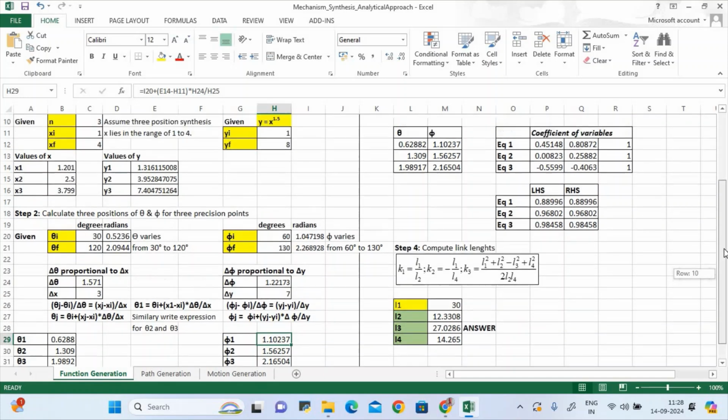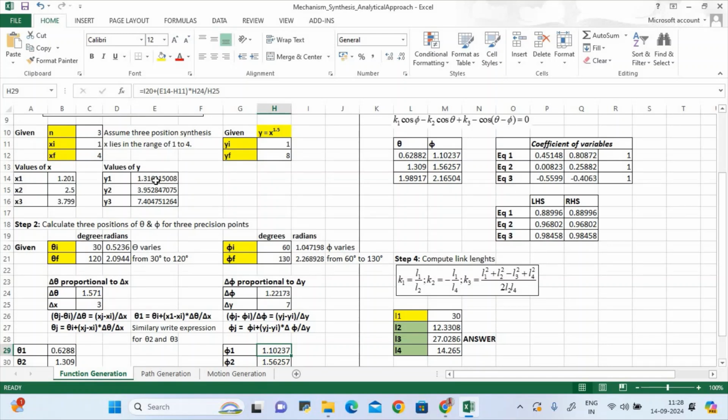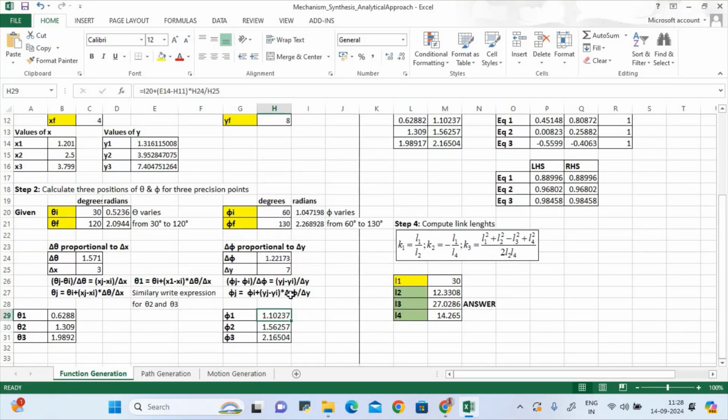So where is your y1? Let's go there. This is the value of y1, 1.31, minus yi, the initial value of y, which is equal to 1. So 1.31 minus 1, multiplied by delta phi divided by delta y. Where is your delta phi? This is phi 1.221, divided by delta y, which is 7. It's a very simple expression which you can write down here. This is how you can calculate phi 1. If you repeat the same exercise, you can calculate phi 2 and phi 3.